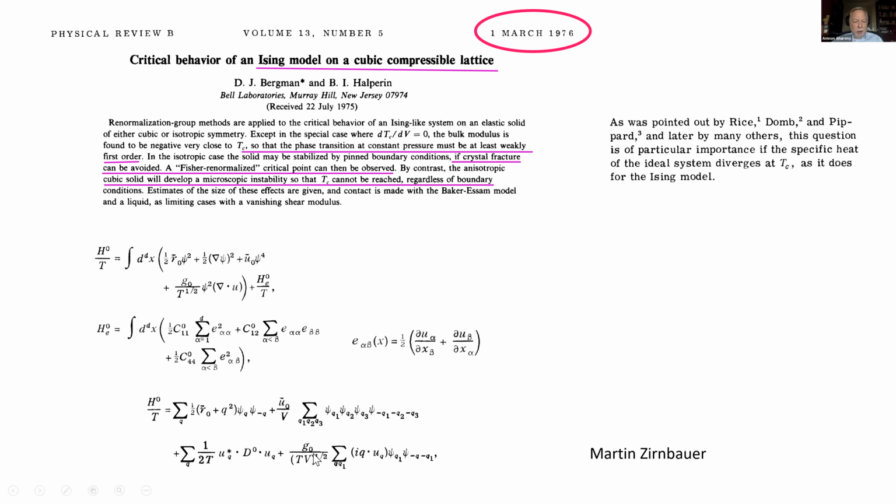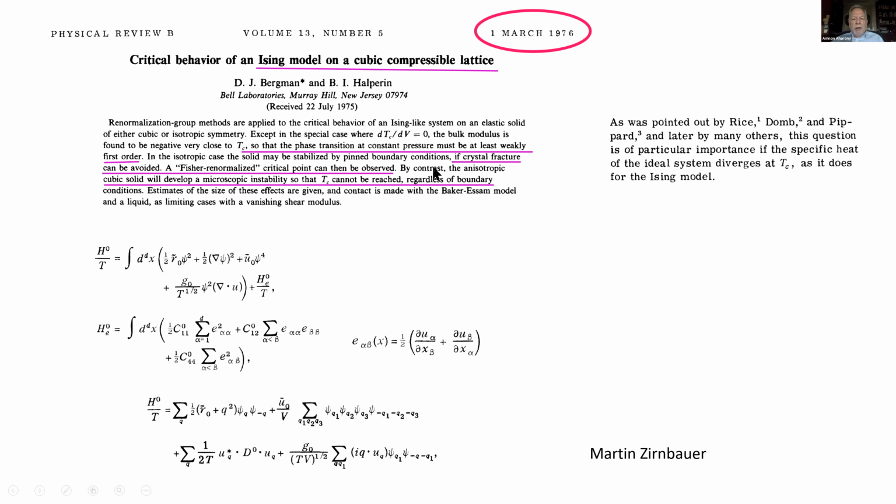Psi is the order parameter, and then there is a more complicated quadratic form for these U sub Q, Fourier transforms of the displacement. And what they find is that the phase transition at constant pressure must be at least weakly first order. And then if the crystal fracture can be avoided, then there is another critical point with Fisher normalized exponents. I have no time to get into that, but I will say something about that later.